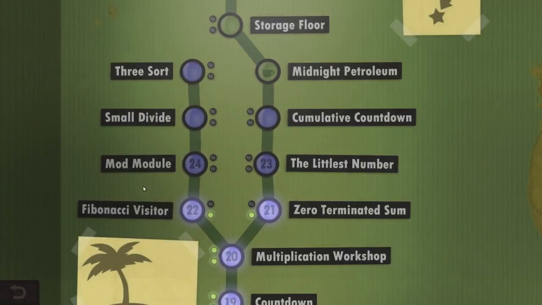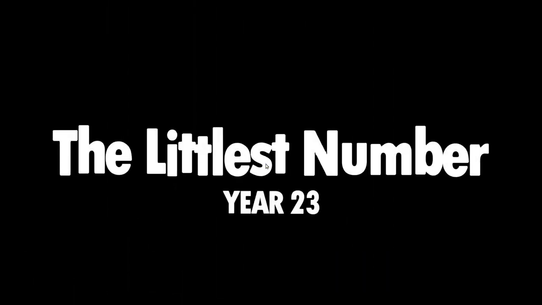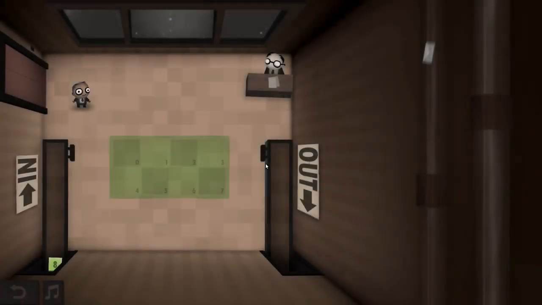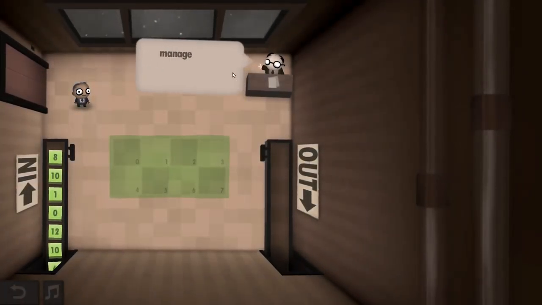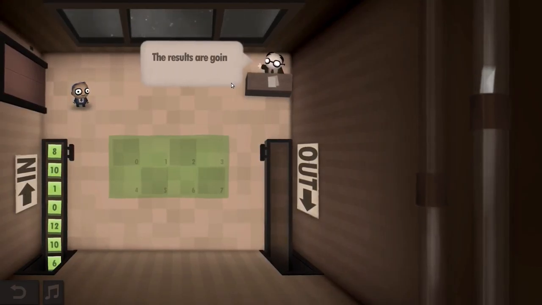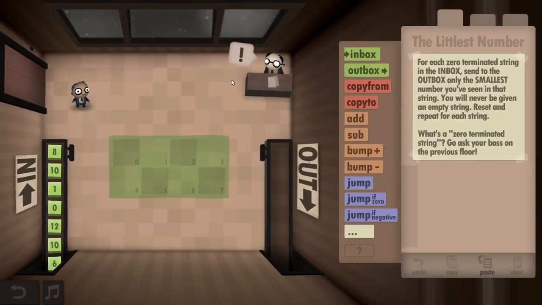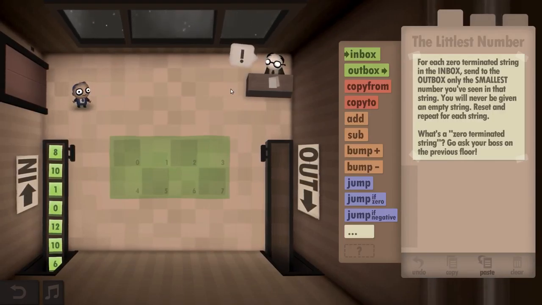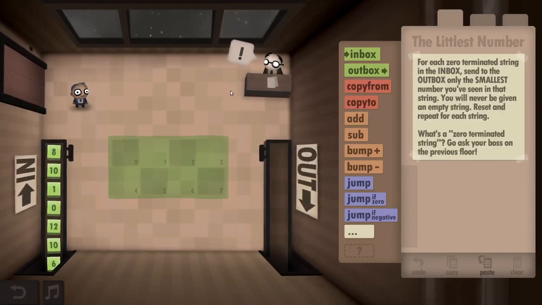Reporting for duty. To the littlest number. Year 23. To reduce our carbon footprint, management is requesting the smallest numbers only. This is a public relations exercise. The results are going straight to the landfill. For each zero terminated string in the inbox, send to the outbox the smallest number you've seen in that string. You will never be given an empty string. Reset and repeat for each string.